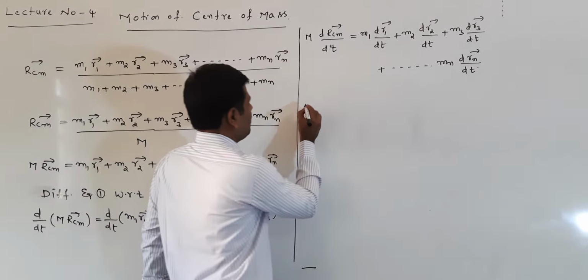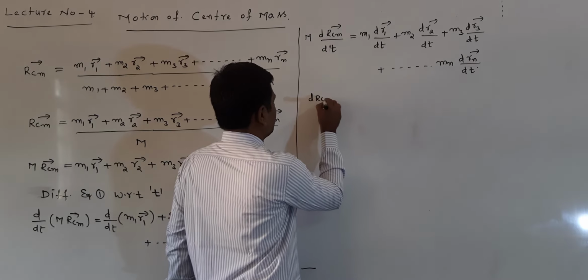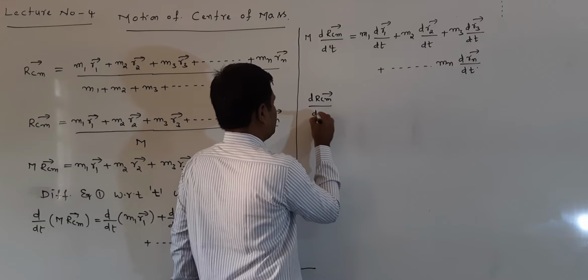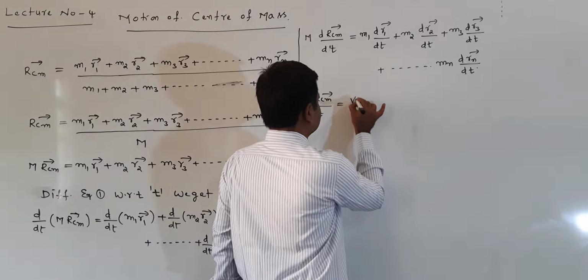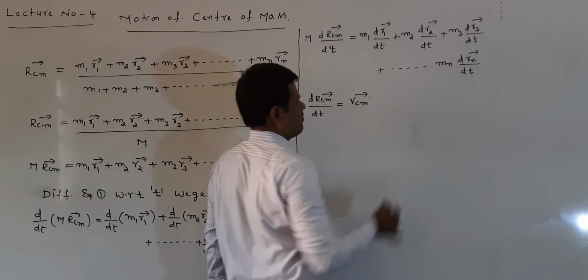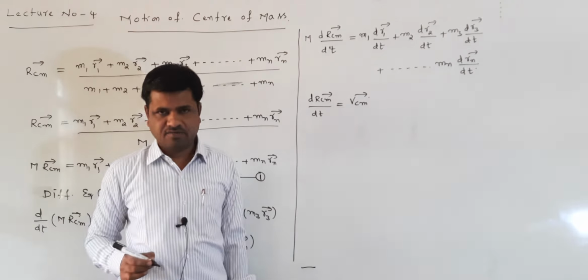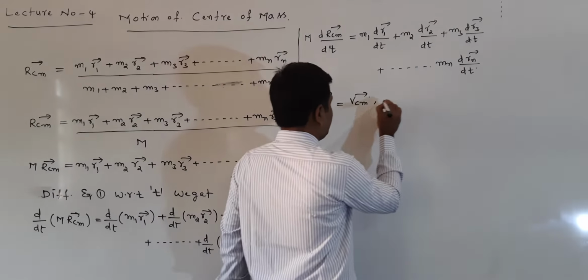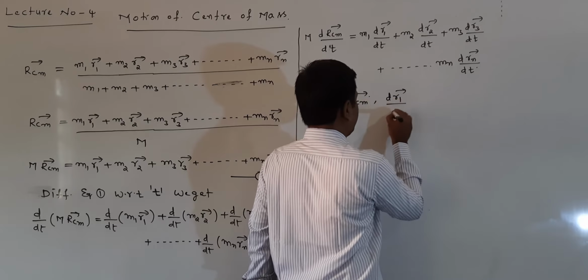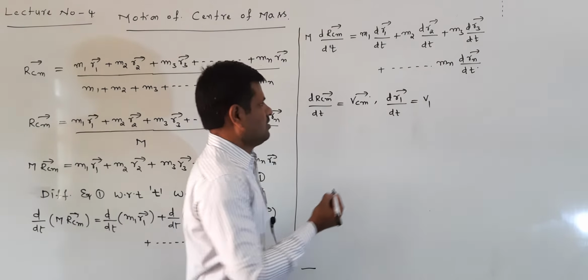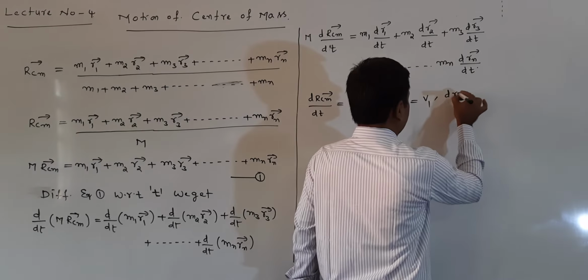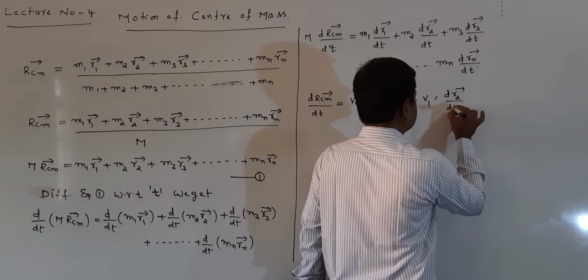This dRCM bar by dt is called the velocity of the center of mass, VCM bar. VCM bar is called the velocity of the center of mass. Similarly, dr1 bar by dt is the velocity of the first particle. Similarly, dr2 bar by dt is equal to v2.